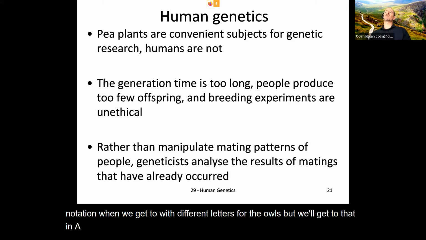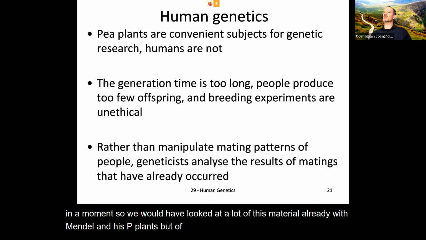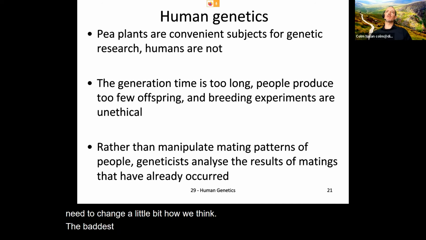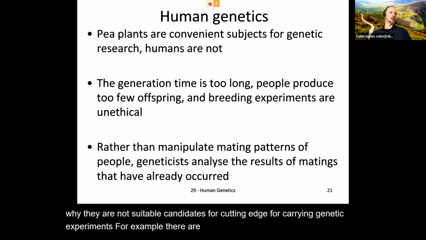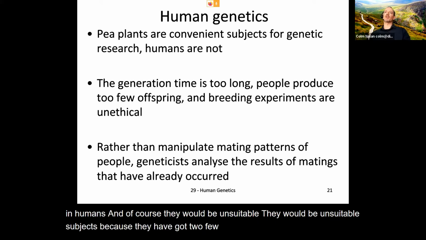So we would have looked at a lot of this material already with Mendel and his pea plants. But of course, when we get to human genetics, we need to change a little bit how we think about it, because humans are not pea plants. There are many reasons why they are not suitable candidates for carrying out genetic experiments. For example, there are many ethical problems about reproduction in humans, and of course they would be unsuitable subjects because they have too few offspring and their generation time is too long.